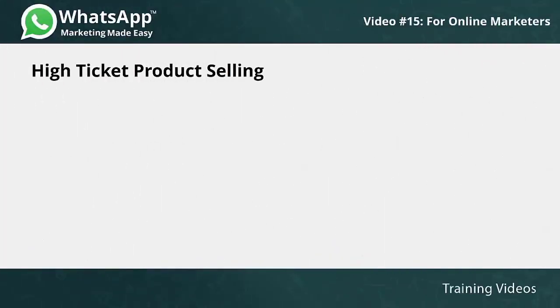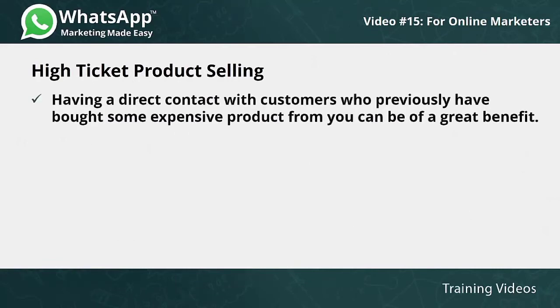High-ticket product selling. When selling expensive products, having a direct contact with customers who previously have bought some expensive product from you can be of a great benefit because these clients might be willing to buy similar products. You can use WhatsApp for this. Via email, you can ask for their personal numbers or provide your own. Then, select several clients which have bought an expensive product from you in the past. This way, you can create a group with personal numbers, talk to them directly, instantly, and conveniently.